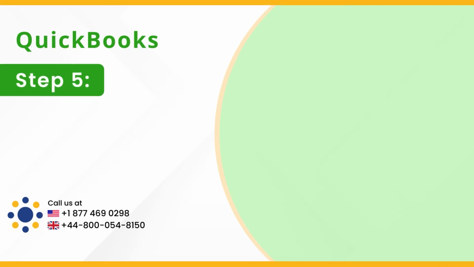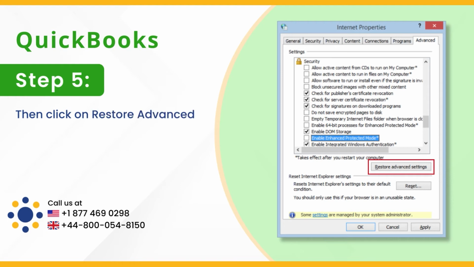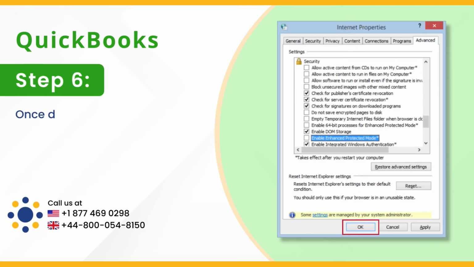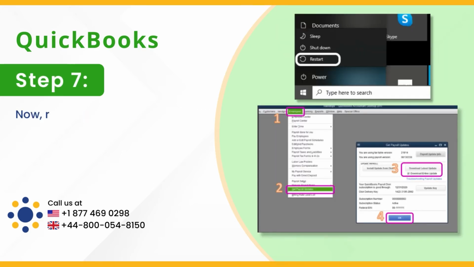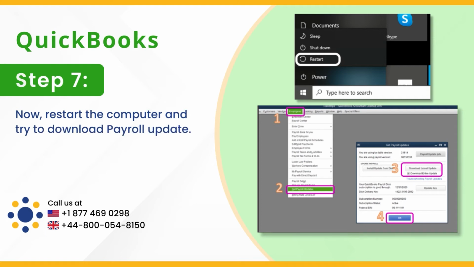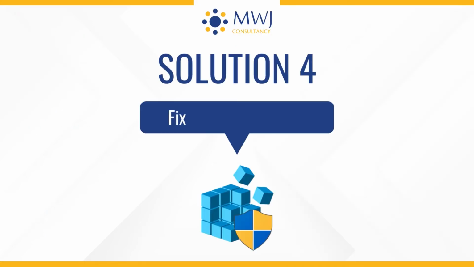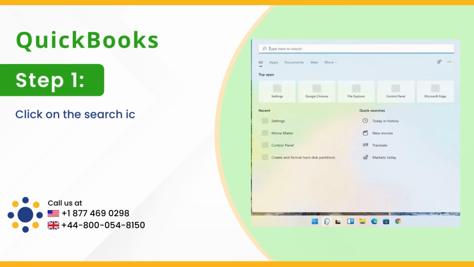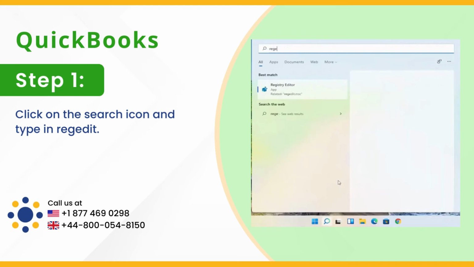Step 5. Then click on Restore Advanced Settings. Step 6. Once done, press OK. Step 7. Now, restart the computer and try to download Payroll Update. Solution 4. Fix Registry Settings. Step 1. Click on the search icon and type in Regedit.